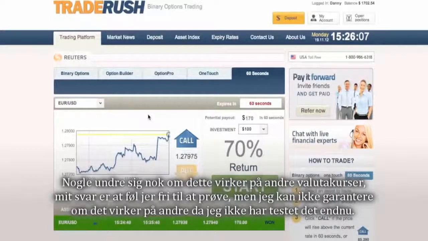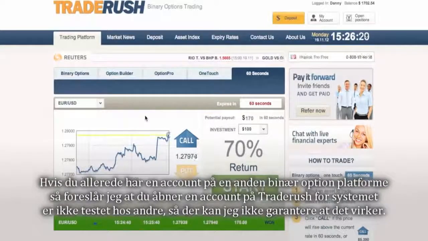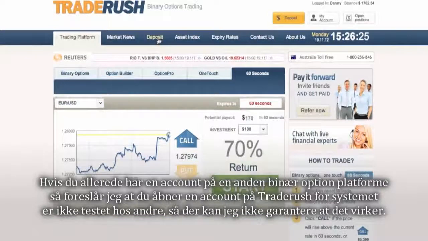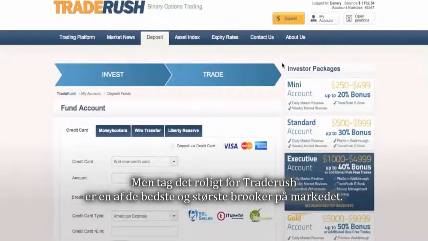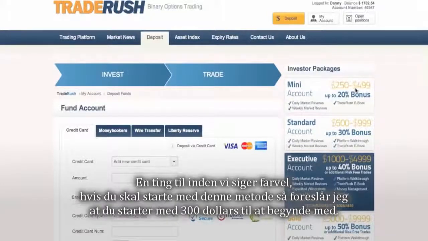So some of you might wonder if this will work with other currency pairs. My answer to that is feel free to try it on another pair, but of course I can't guarantee it'll work because we haven't tested it yet. Also, if you already have an account with another binary option broker, I do recommend you open up an account with TradeRush, because this system hasn't been tested on any other brokers. So I won't be able to guarantee that it'll work. But not to worry, because TradeRush is one of the best and largest brokers out there.